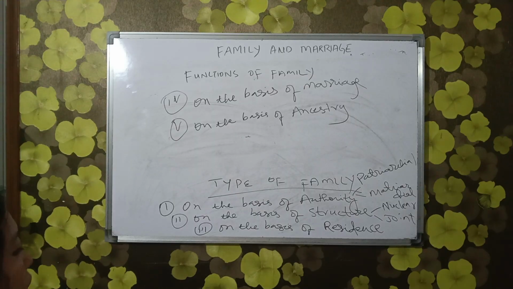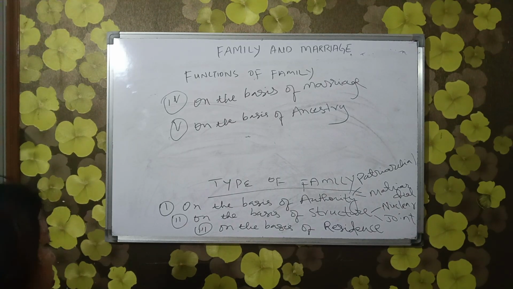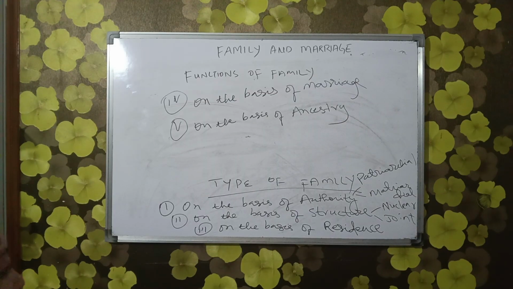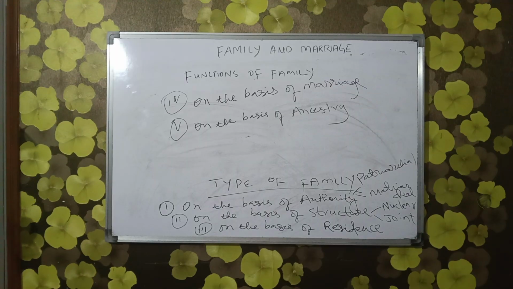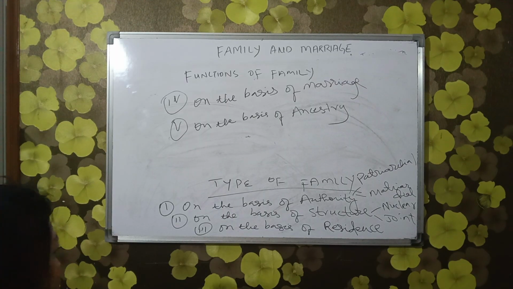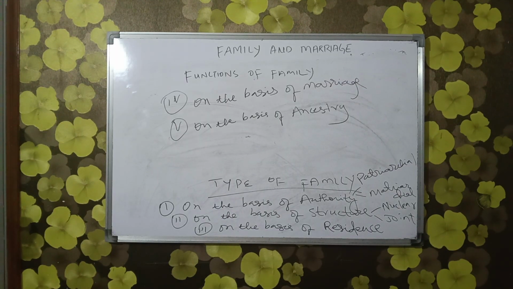In the joint family, mainly there are more than two nuclear families, maybe from generation to generation. Maybe the husband, wife, the in-laws, and also other generations. Maybe the grandfather and grandmother also live in the joint family.